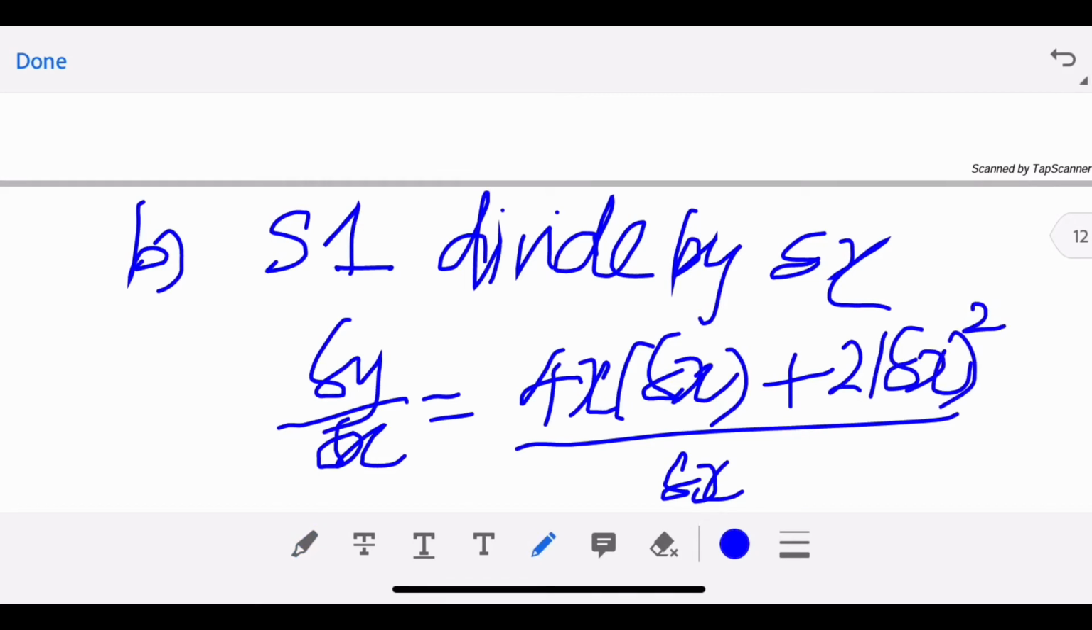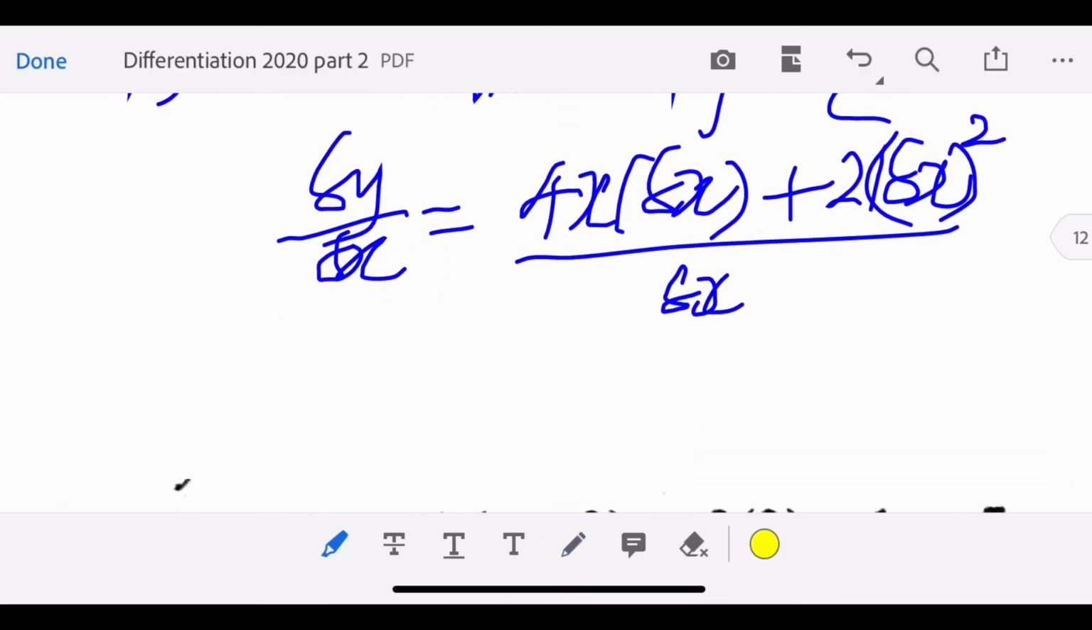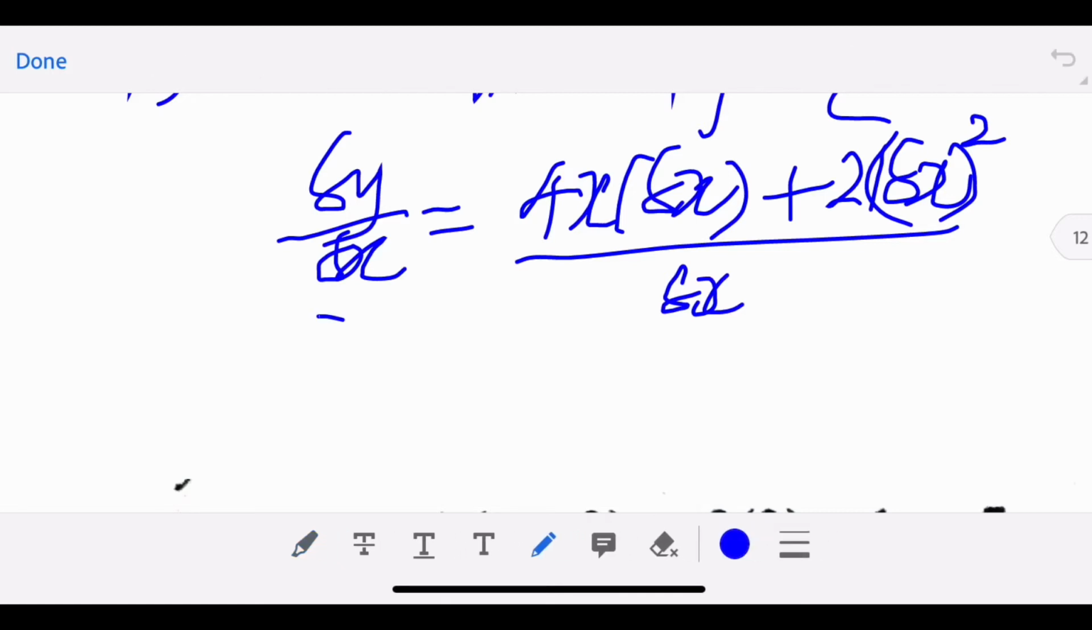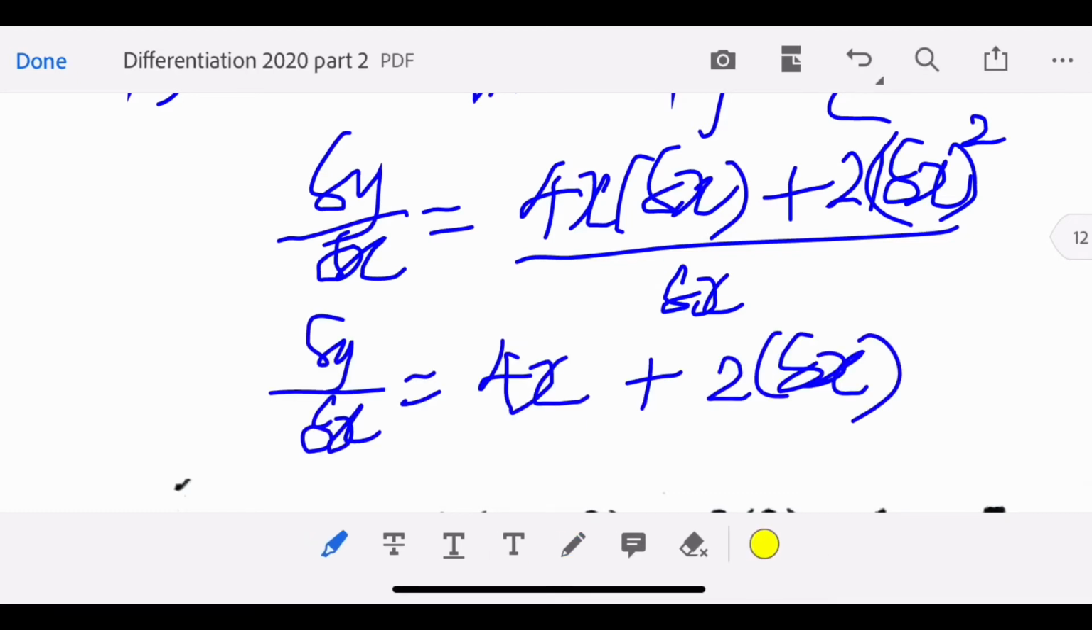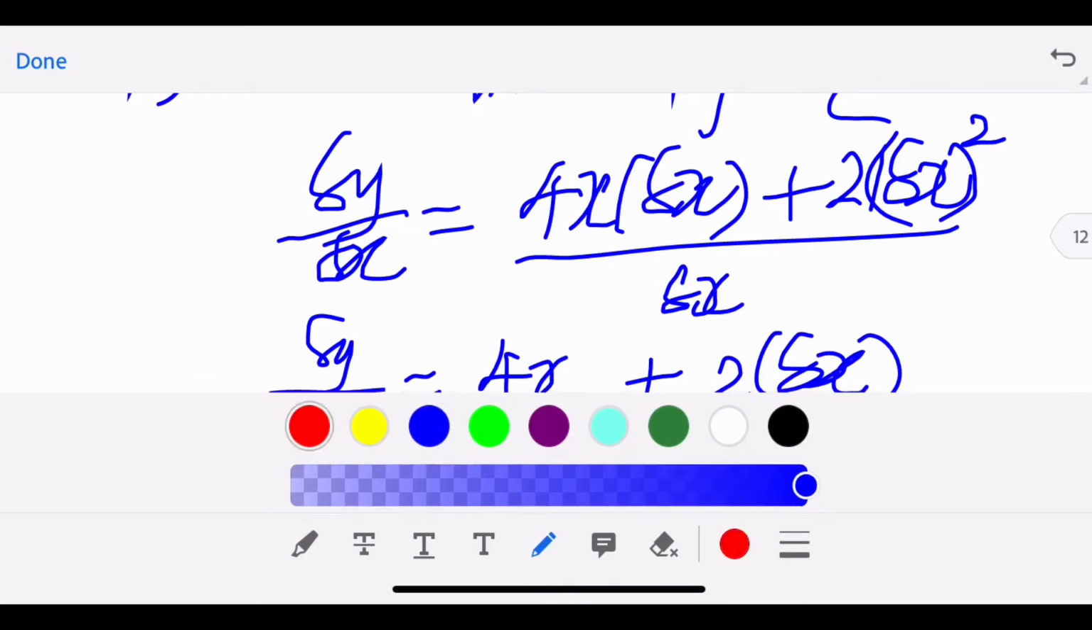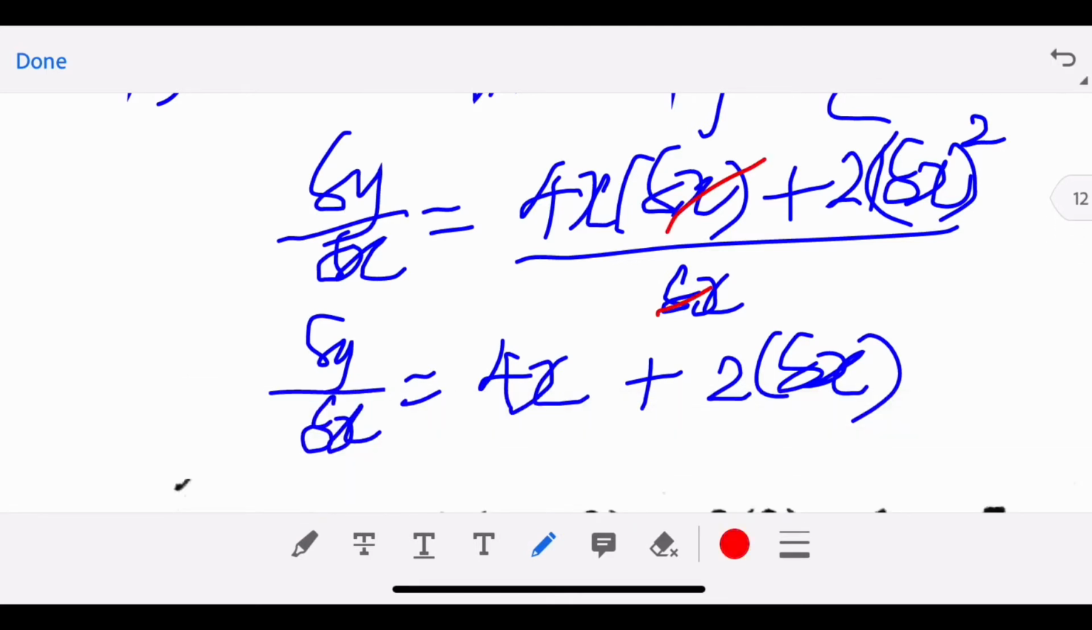So now you just simplify, means you cut. The same one you can cut. Then left only 4x because delta x up and down cancel out, right? Plus 2 delta x squared over delta x, so left only 2 delta x, right? Now only you apply the limit. After you cancel, you simplify, you apply the limit.